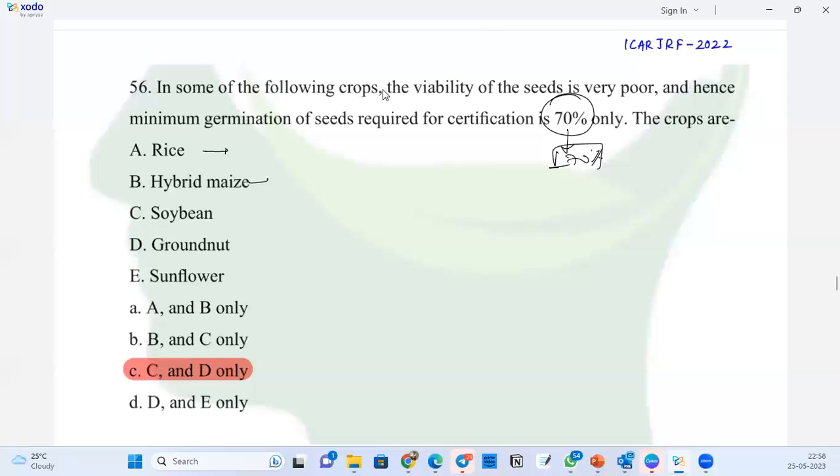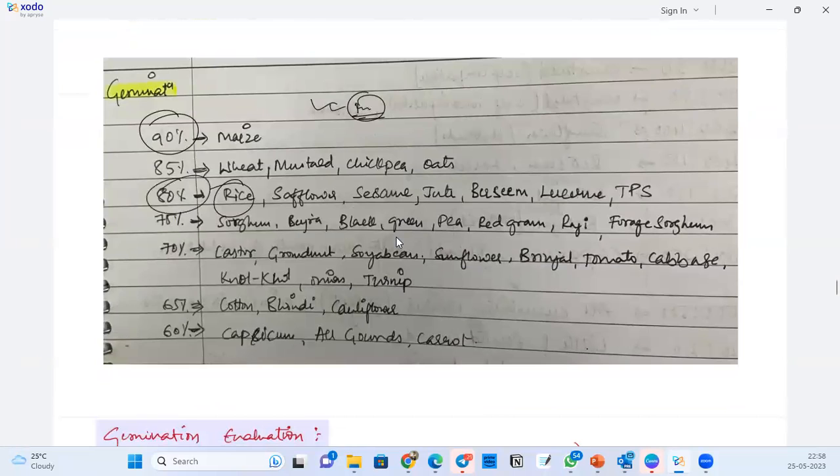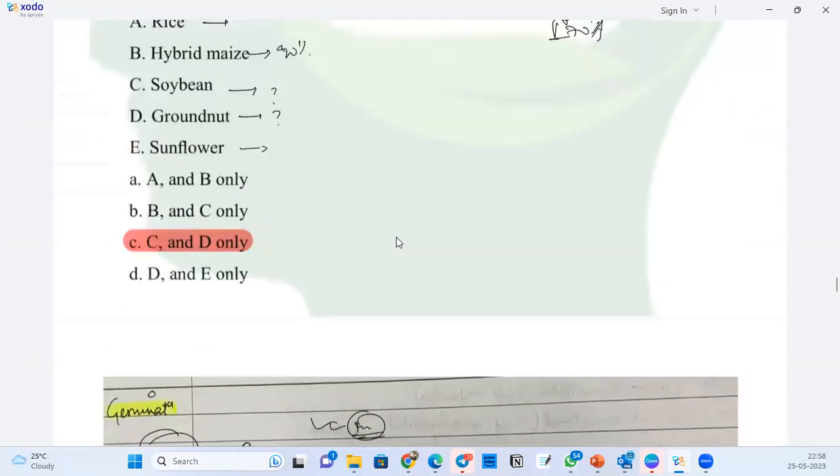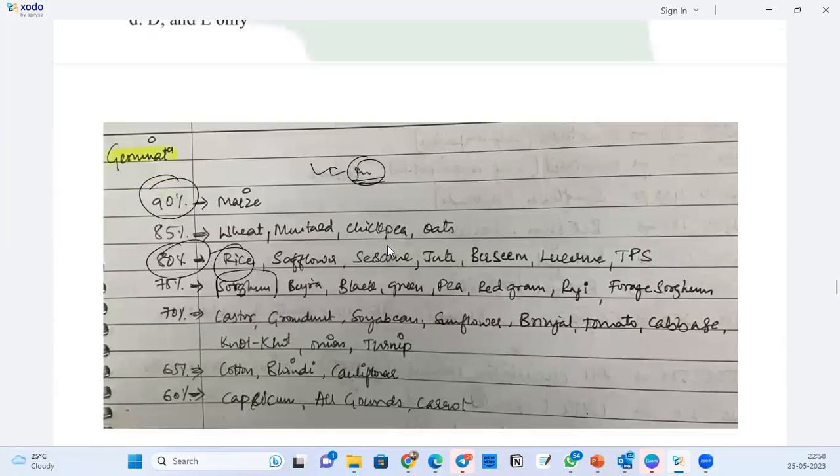Rice, what is the germination percentage? Hybrid maize is 90%. So what is the germination percentage of C, D, and E? If you refer to the table, for rice it is 80, and 75 for sorghum. Maize was 90. Next it was soybean and groundnut. What about sunflower? Yes, sunflower is also 70%.